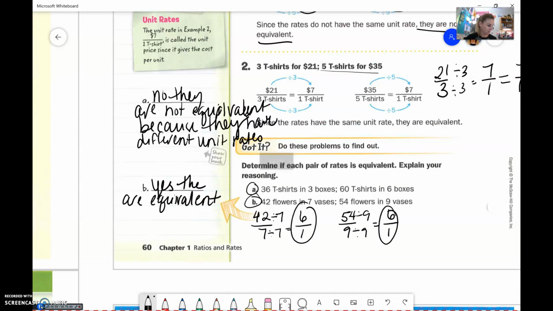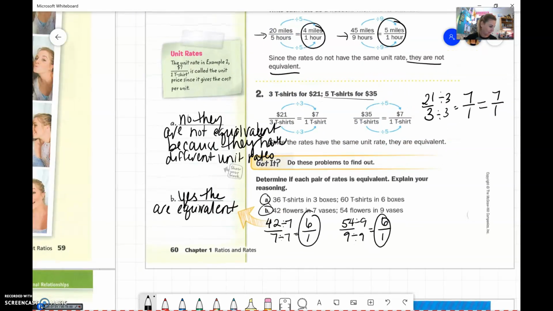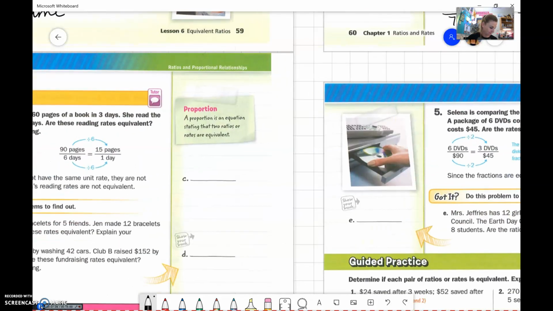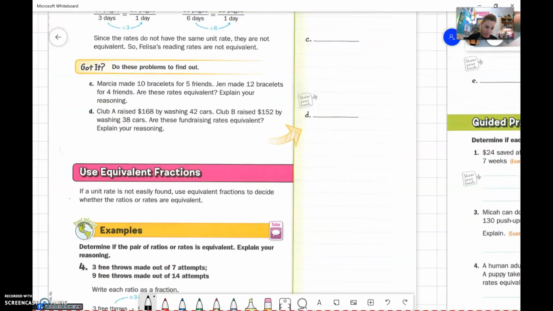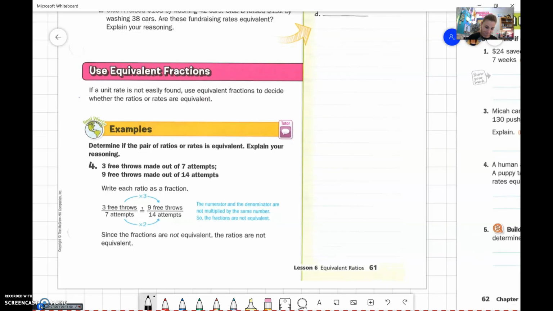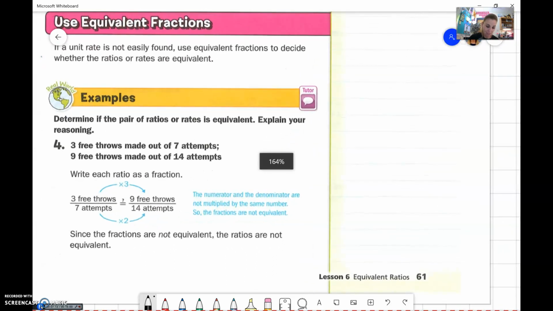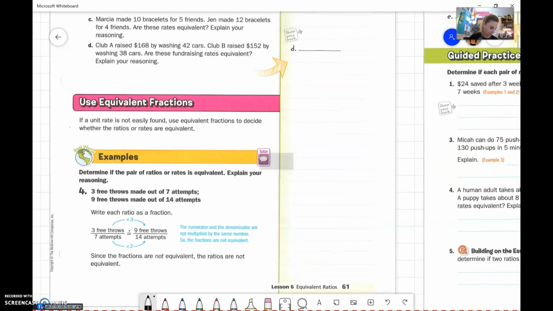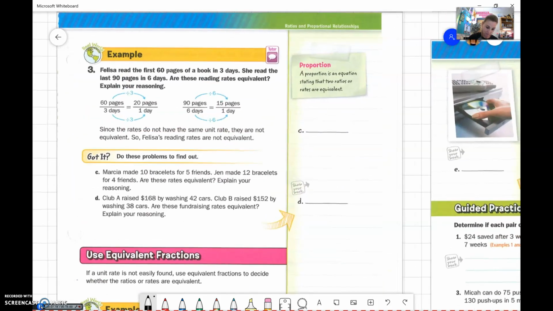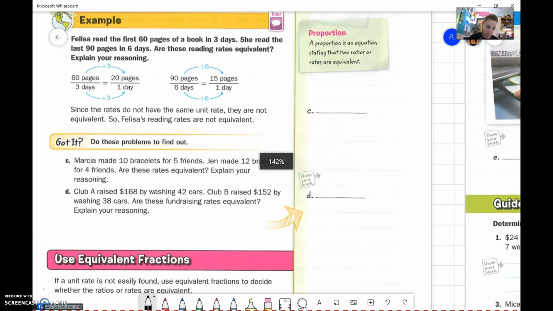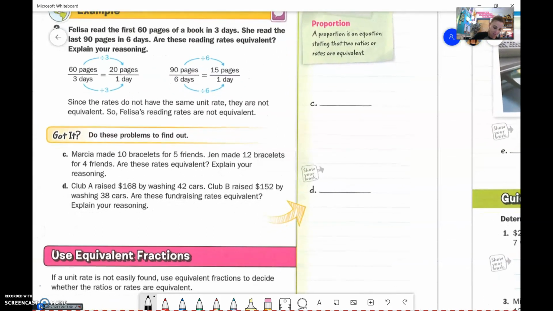Okay, now let's take a look at the page over here. Now, it's at the bottom of page 61. Oh, actually, let's do the top. Let's do this one. Okay, let's do C.